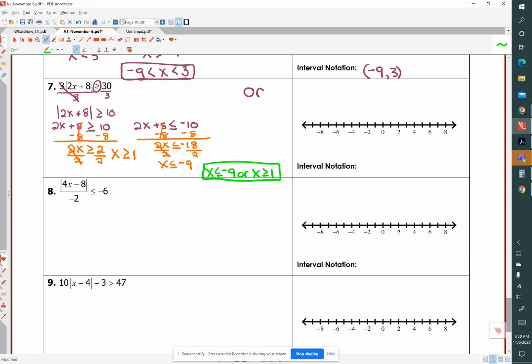Separate graphs. So x is less than or equal to negative 9. Here's our negative 9, solid dot. Graph going toward negative infinity. And our x greater than or equal to 1, here's our 1, solid dot. x going toward positive infinity. And our interval notation, parenthesis, always on negative and positive infinity, comma, negative 9, bracket, or bracket 1, comma, infinity, parenthesis.